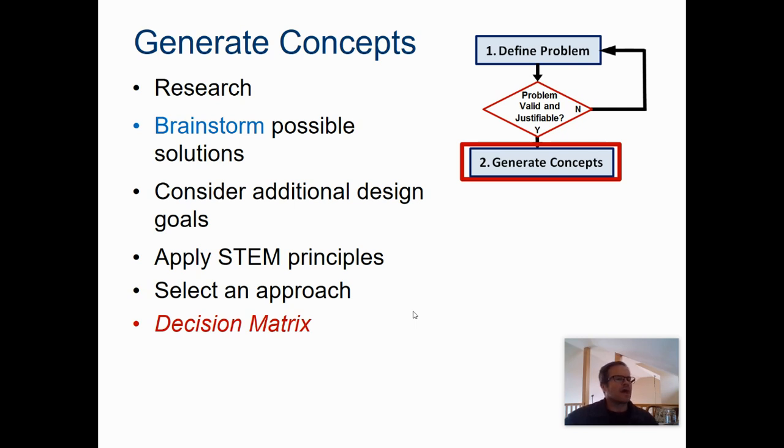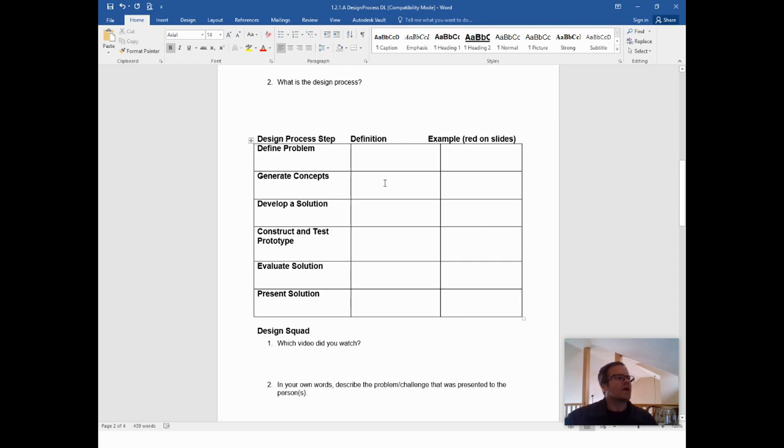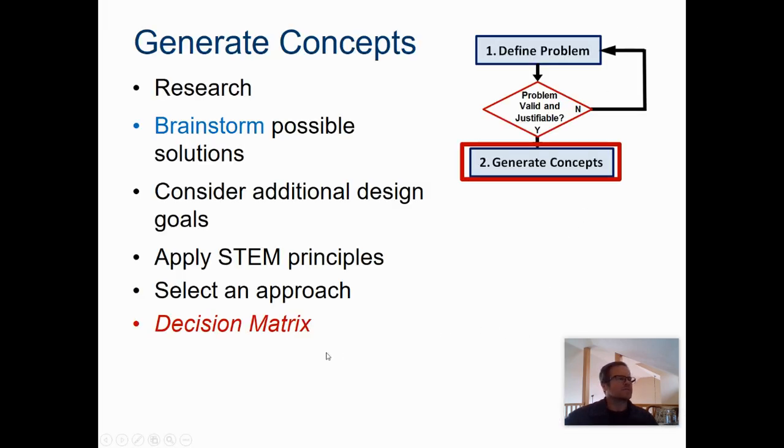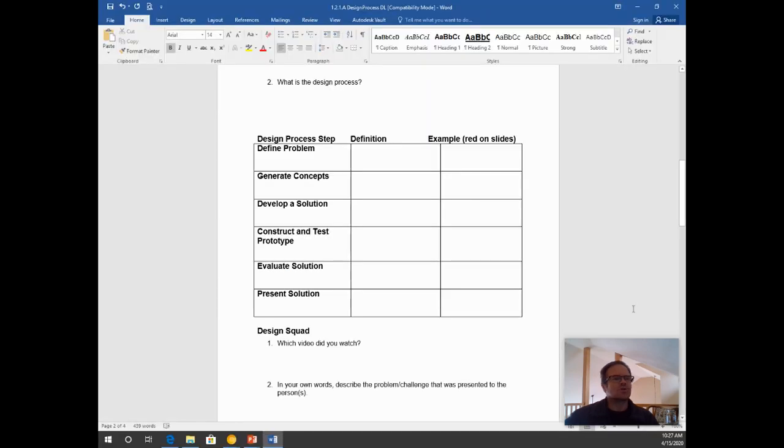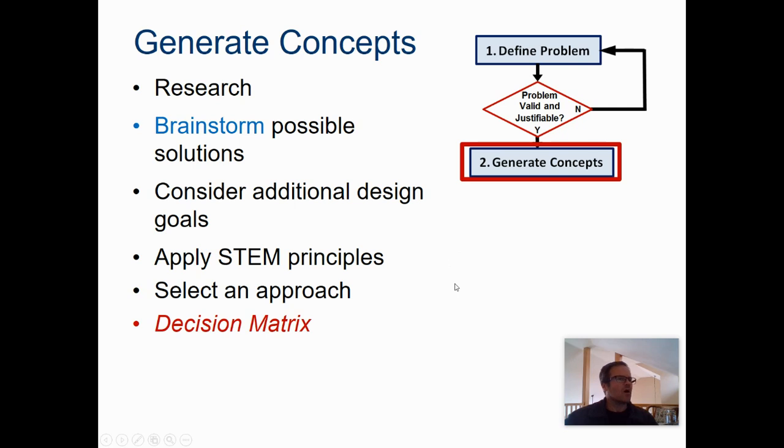So the tool that someone might use in generating concepts is a decision matrix. So just in case you're confused, you should write that stuff in here that I told you about brainstorming and researching. And then right in here, you should have generate concepts, sorry, generate concepts here. That is the whole step. So decision matrix would go right there. Okay. All right. So let's go on.